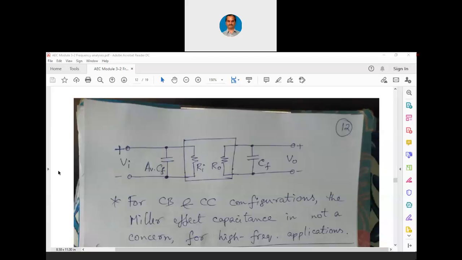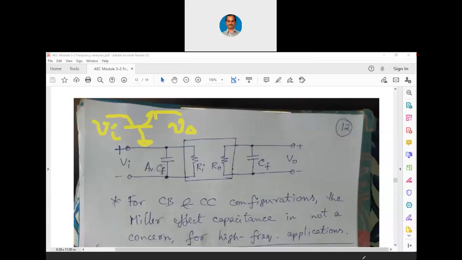Let me tell you the answer. You have to visualize the common base now. Let me write the common base circuit. Common base will be like this, right? Where base is grounded. Base is grounded and input can be given at the collector and output can be taken at the emitter. Now this is common base.